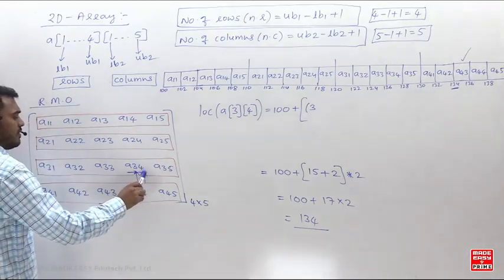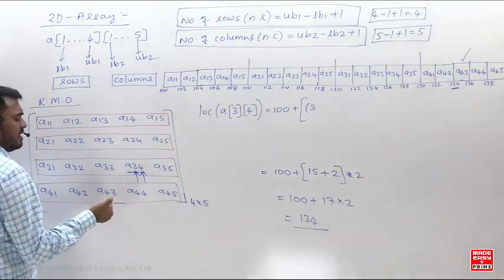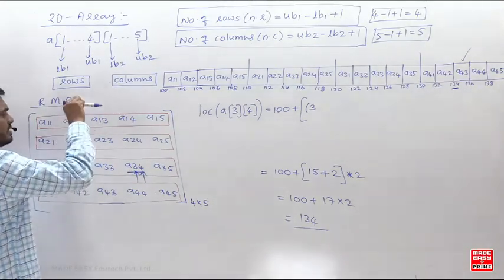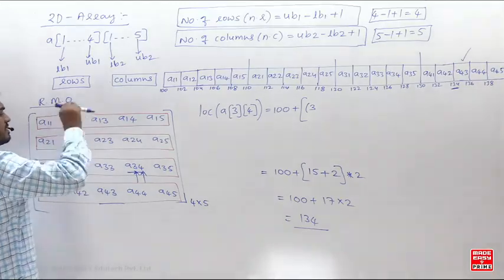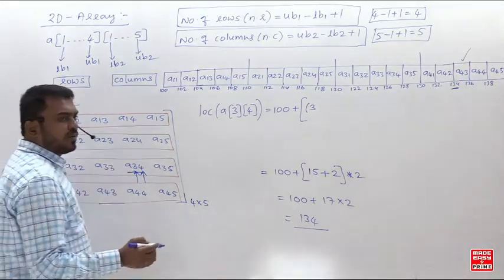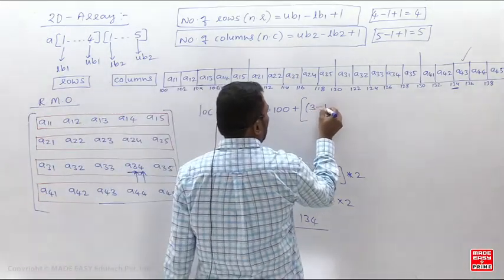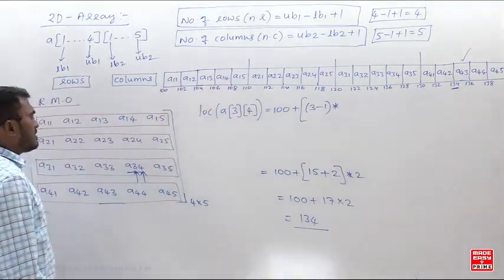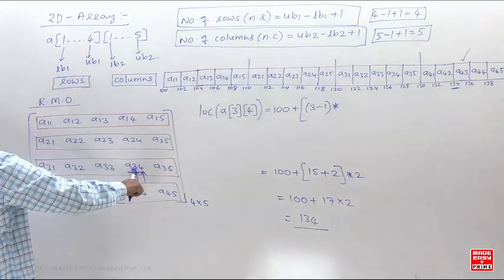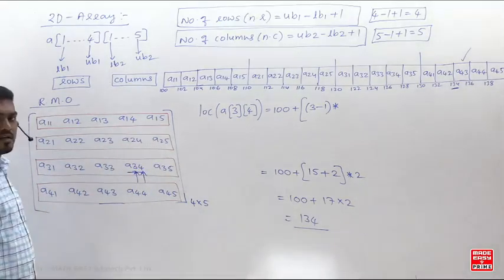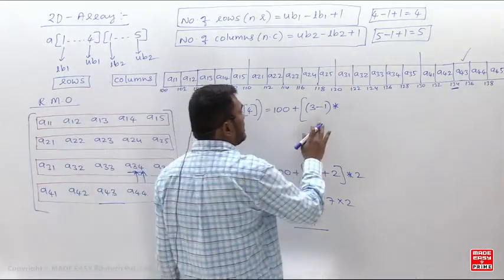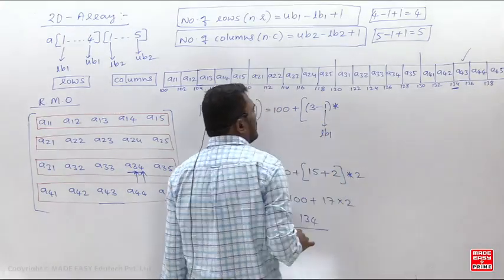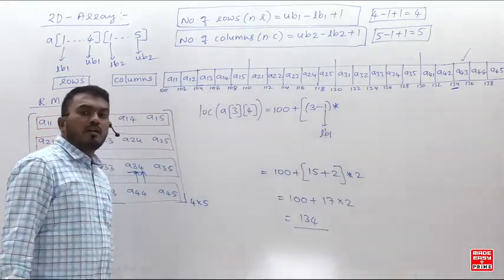Third row, fourth column. Listen here. The third row you want to go means the first two rows you have to cross completely. So it means 3 minus 1 rows you have to cross. Now remember, what is this 1 here? Lower bound 1. Why? Because we are talking about the rows.